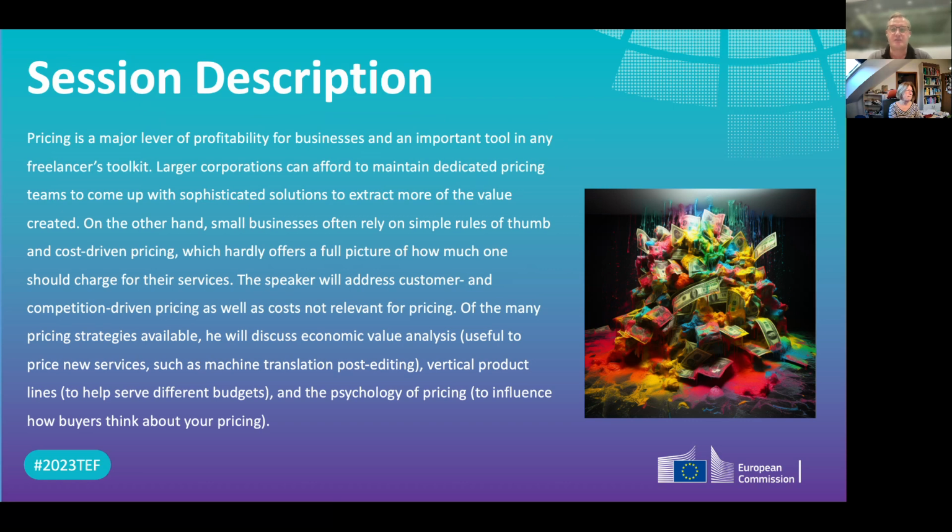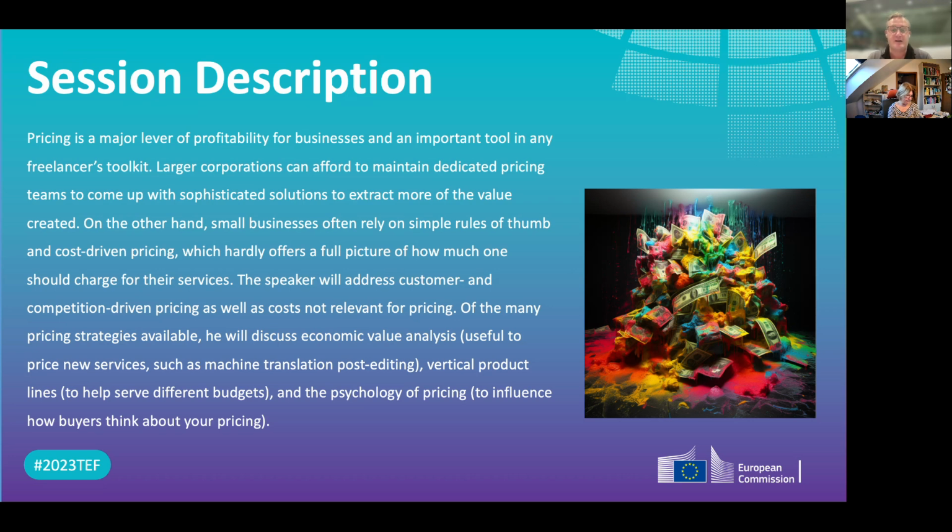I'd like to start my presentation with a view of what was promised to you when you signed up. So this is what is ahead of us. Pricing is a major lever of profitability and an important tool in any freelancer's toolkit. While larger corporations can afford to maintain pricing teams to come up with sophisticated solutions to extract more of the value created, small businesses often rely on very simple rules of thumb and cost-driven pricing, which hardly ever offers a full picture of how much one should charge for their services.